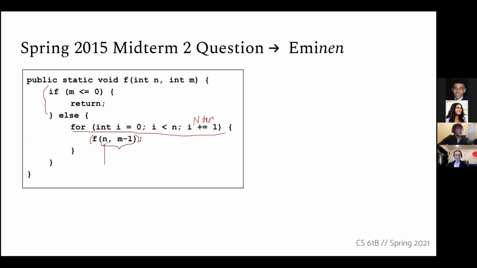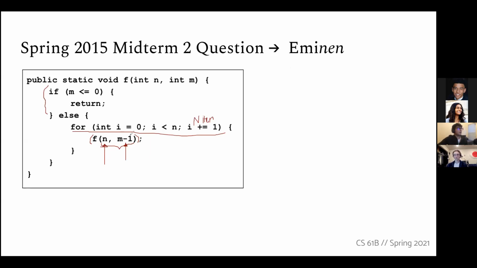We see that N is not being updated, right? So N is always going to stay as N. So we know that when we eventually draw the recursive tree, N will never change all the way down because we never change it. But M is being changed, right? M is being decremented by 1. It's not divided or anything. It's just a simple decrement.